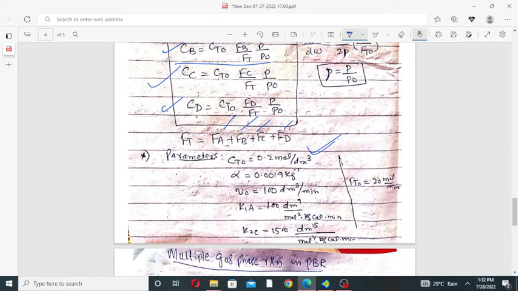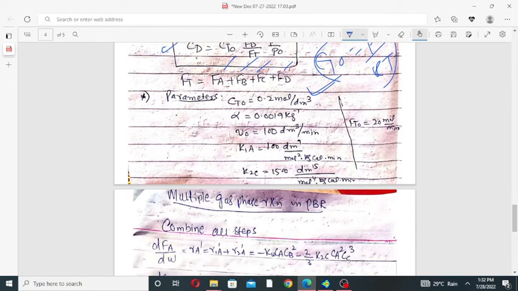So the initial concentration was given to us, and this can be obtained from CT naught is equal to P naught divided by RT. So it can be obtained from this relation, and the volumetric flow rate is given to us as 100 dm³ per minute. K1A is given, and FT naught was 20 mole per minute, because 10 mole per minute was for component A and 10 for component B.